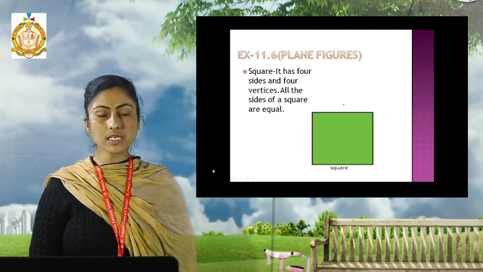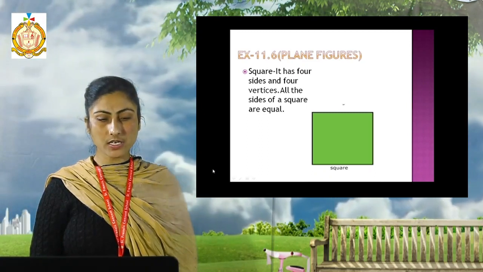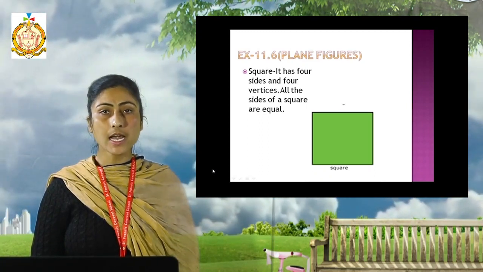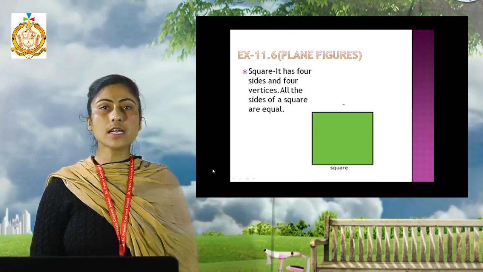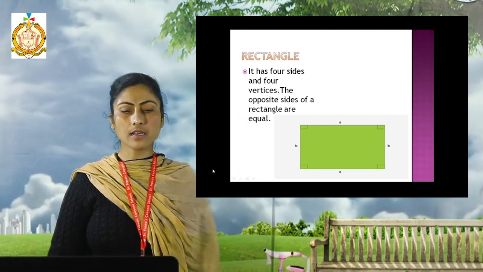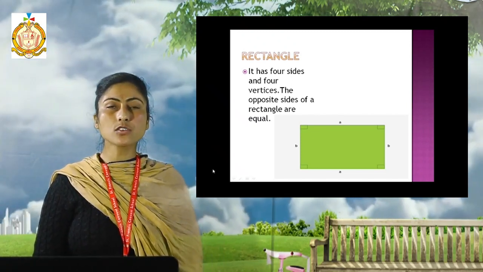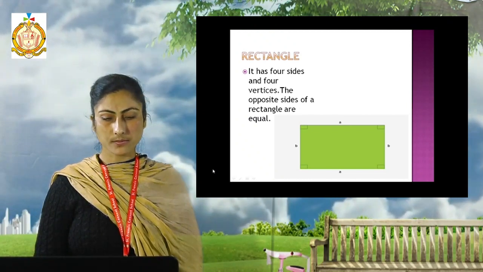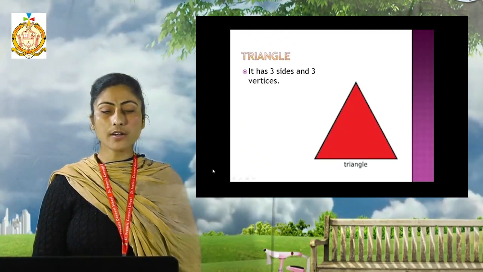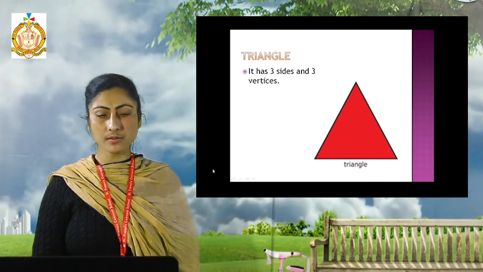Next is 11.6 exercise, which is based on plane figures. The first plane figure is square. It has 4 sides and 4 vertices. All the sides of square are equal. Next is rectangle. It has 4 sides and 4 vertices. The opposite sides of rectangle are equal. Next is triangle. A triangle has 3 sides and 3 vertices. You can see in the picture.